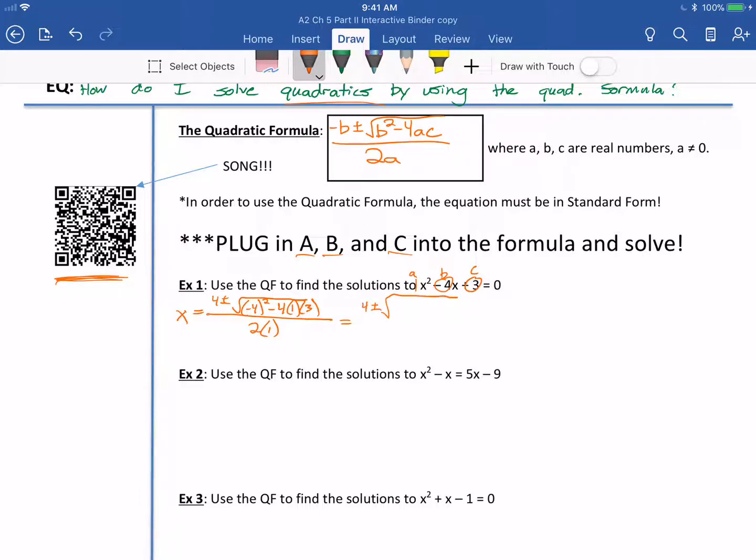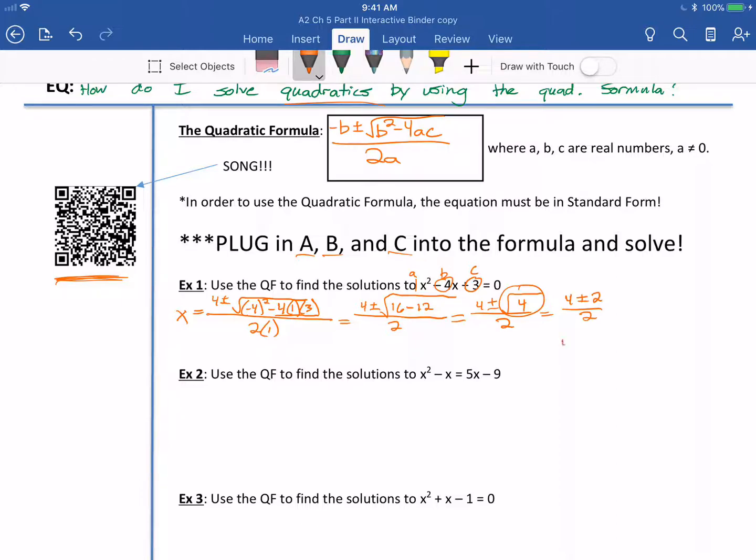The square root is what I have to deal with first. Negative 4 squared is going to be positive 16. And then 4 times 1 times 3 is going to be minus 12. And then on the bottom, 2 times 1 is obviously just 2. So now I have 4 plus or minus the square root of 4 over 2, and I know that this is going to be 4 plus or minus 2 over 2. Not all the times this is a nice number, but in this case it is. The square root of 4 is 2.